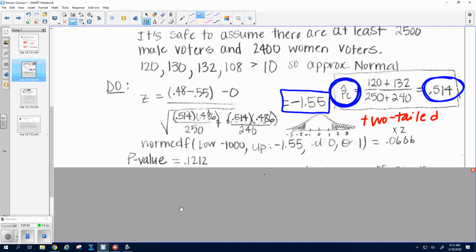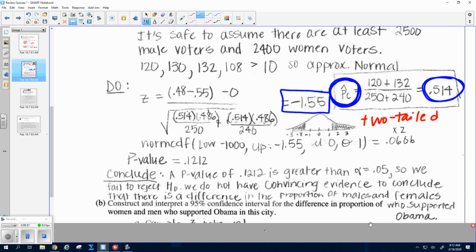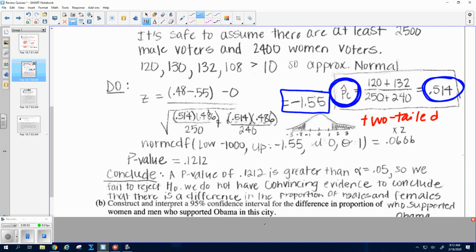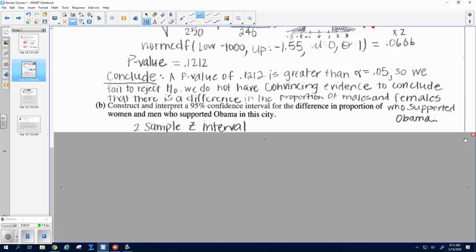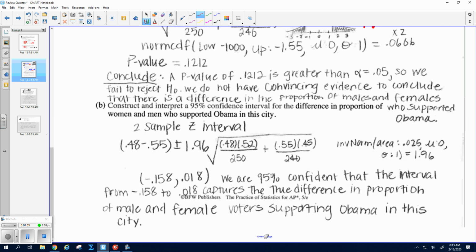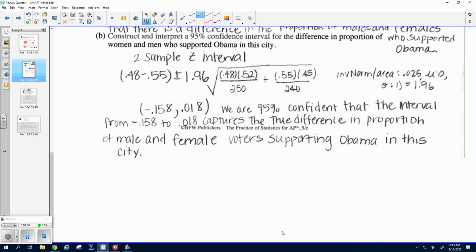All right, and our conclusion: we have a p-value of 0.1212, which is greater than alpha, so we fail to reject the null. We do not have convincing evidence to conclude that there is a difference in the proportion of male and females who supported Obama. Okay, for part B, you can just show the interval part, the do, and the conclude.